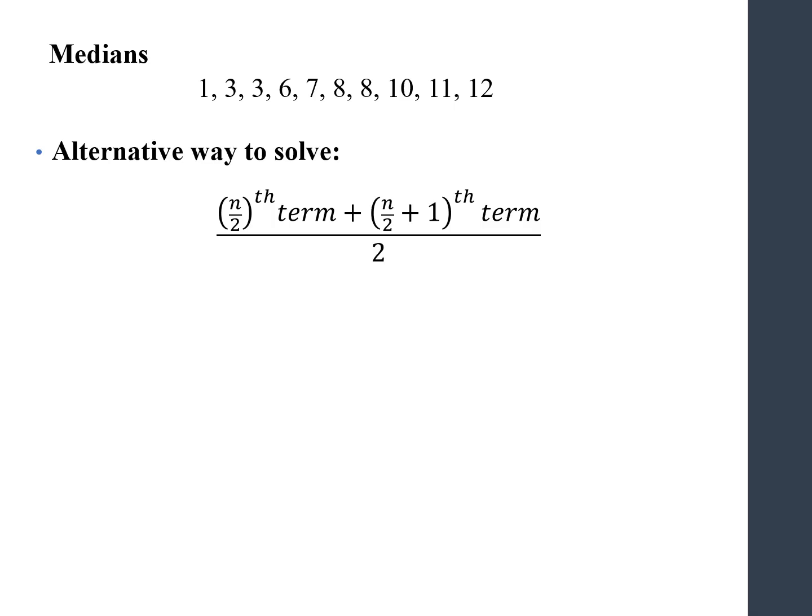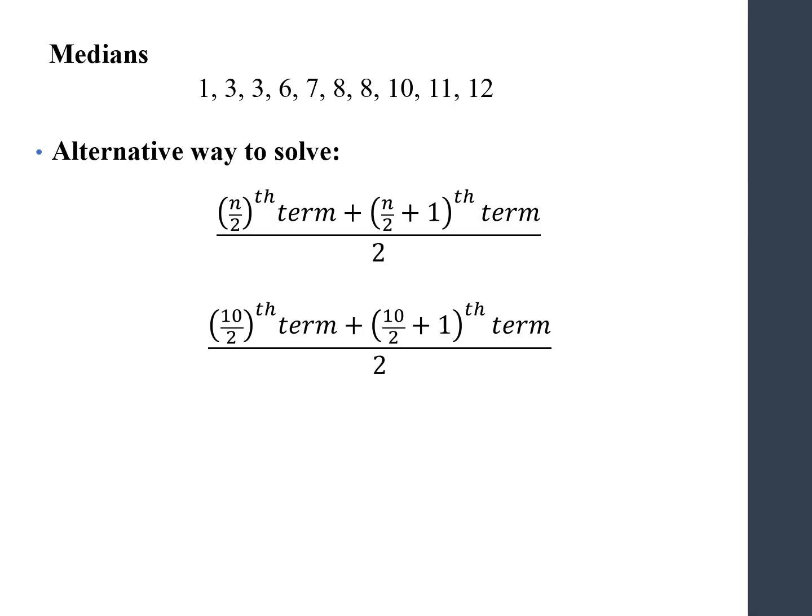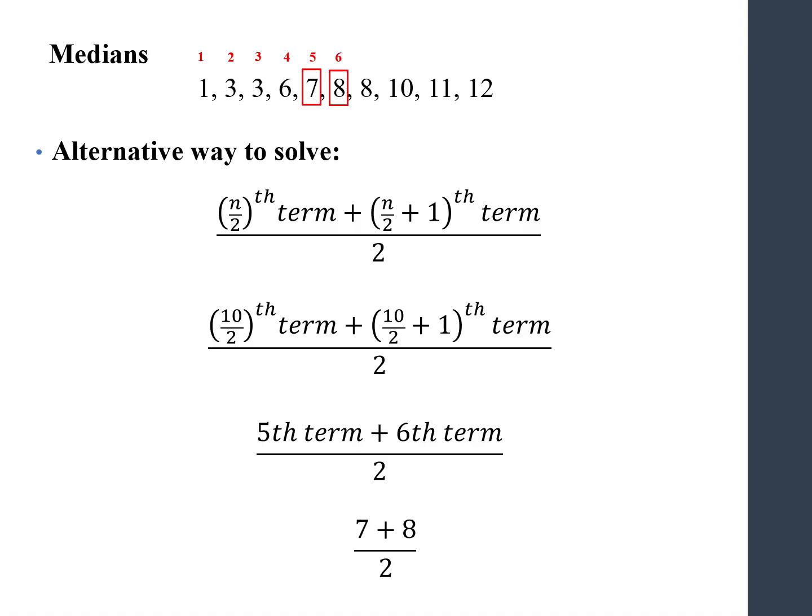So let's solve using that same example. We have an n of 10, so 10 divided by 2 is 5, and then n divided by 2 plus 1 is 6. So we are looking for the 5th and 6th term. Drawing your eye again to the list of numbers at the top of the screen, we'll count left to right. The 5th term is 7, and the 6th term is 8. So just like before, 7 plus 8 divided by 2 is 7.5.